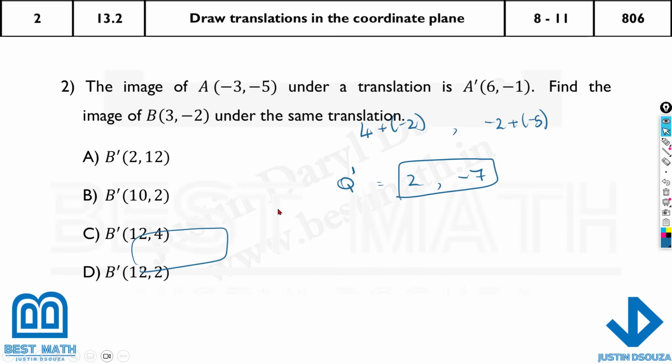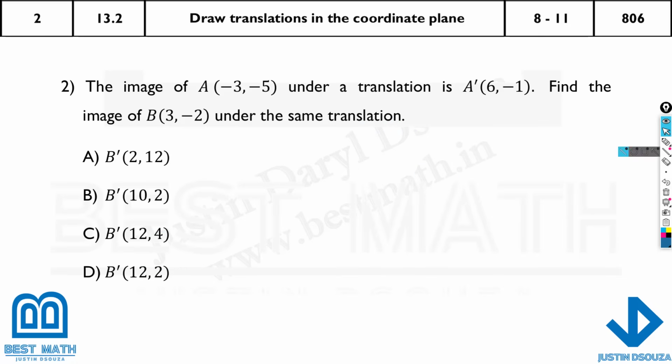And let's look into the next one. Here they have told the image A under translation is A prime, given over here, the coordinates. So what it means is, if you translate this given point, you get this point. And we have to find the image of B under the same translation. You don't know the translation vector, the vector which is given in the diamond brackets, it's not there. But you have to translate this in the same way the A point is translated.